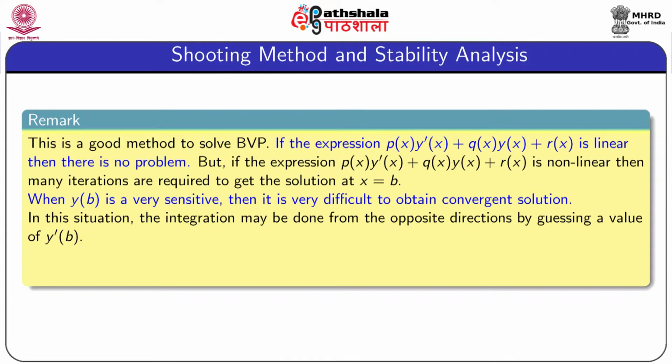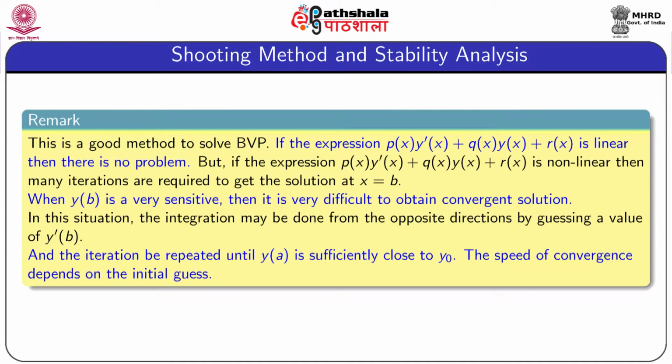In this situation, the integration may be done from the opposite direction by guessing a value of y prime b, and the iteration is repeated until y(a) is sufficiently close to the initial value y0. The speed of convergence depends on the initial guess, the value of y prime b.